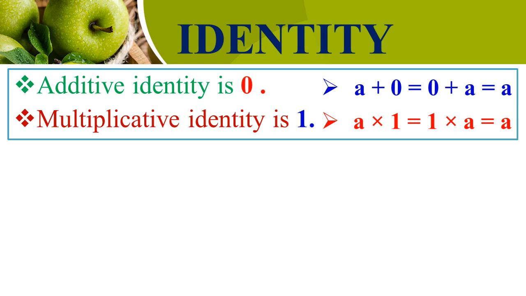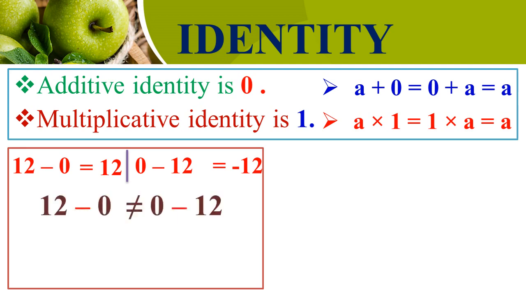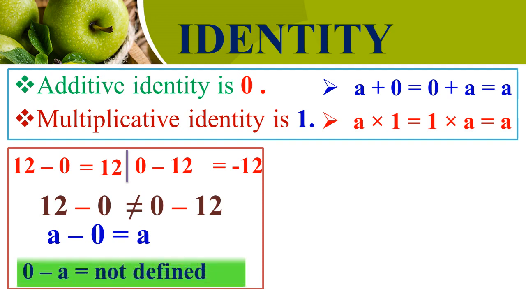Next, let us see subtraction and division. 12 minus 0 equal to 12 and 0 minus 12 is not a whole number. Therefore, 12 minus 0 is not equal to 0 minus 12. So, we conclude that a minus 0 equal to a, 0 minus a is not defined.